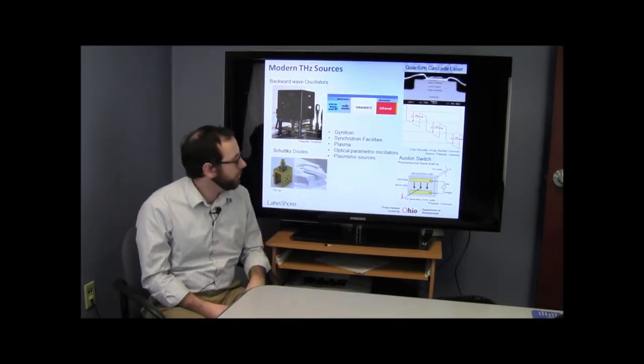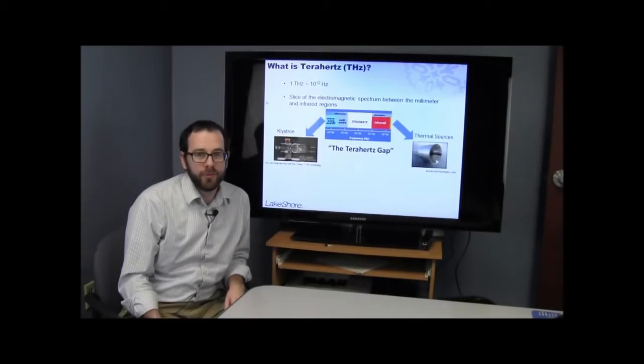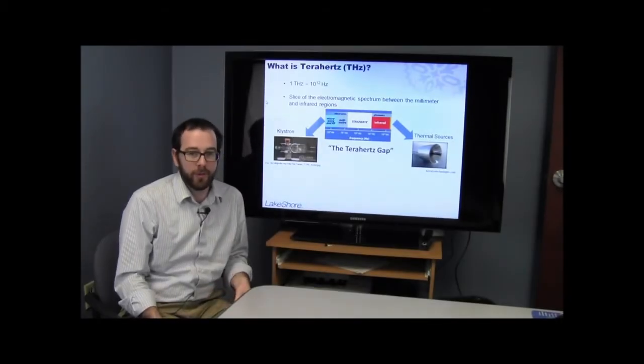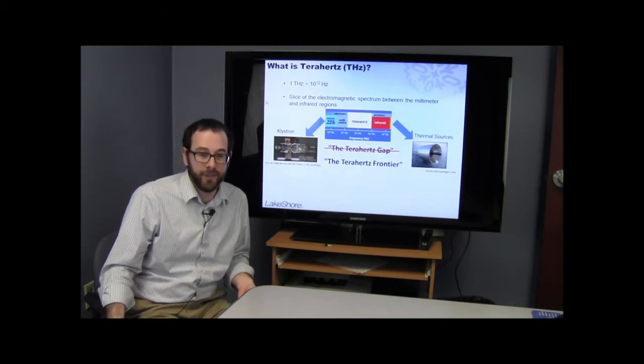That's changed a lot in the last 20 years, and there's a bevy of modern terahertz sources, both electronic sources, being backward wave oscillators and Schottky diodes, and also on the light side, be it infrared sources, quantum cascade lasers, and one of my favorites, the photoconductive Auston switch. With these modern sources of terahertz radiation, this terahertz gap is now what I would consider no longer a terahertz gap, but actually a terahertz frontier.